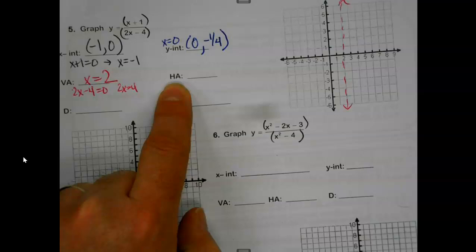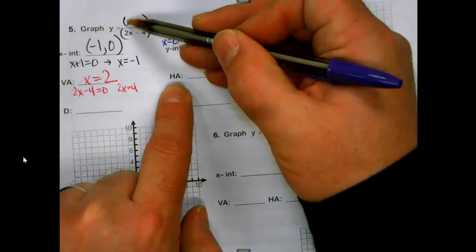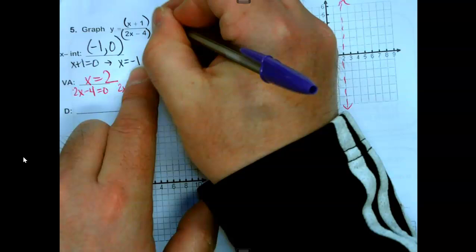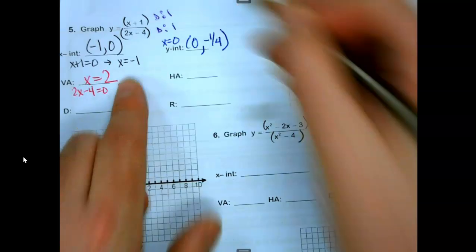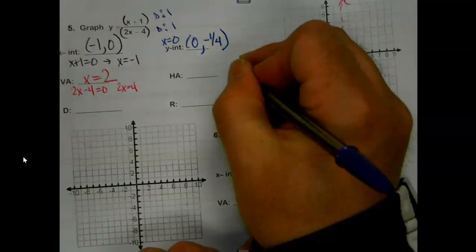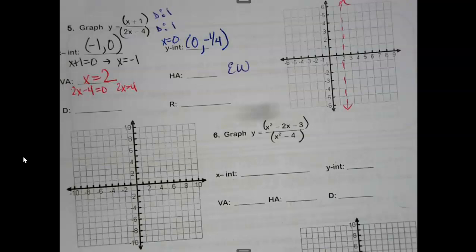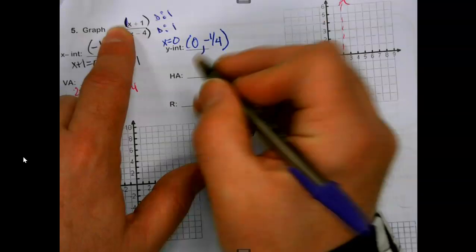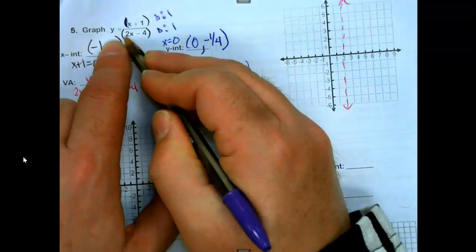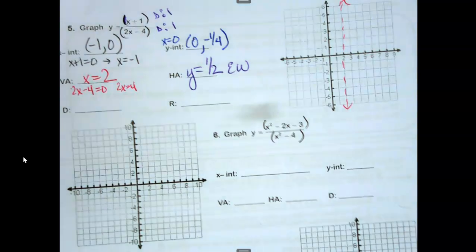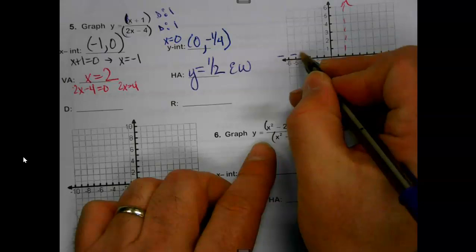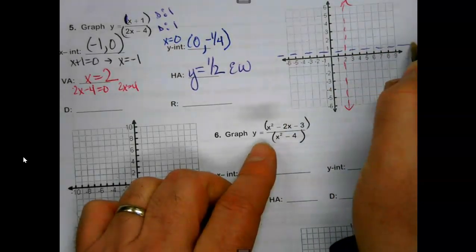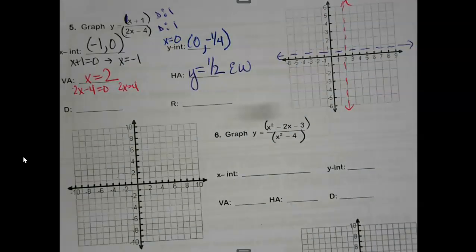Horizontal asymptote, you've got to look at your degrees. So I've got a degree of 1 up here. That's the largest exponent. I've got a degree of 1 down here. They're equal weight. And so you just take their lead coefficients and divide them. 1 divided by 2 is 1/2. Ooh, we can get fractional asymptotes now. That can get a little uglier, but that's okay.